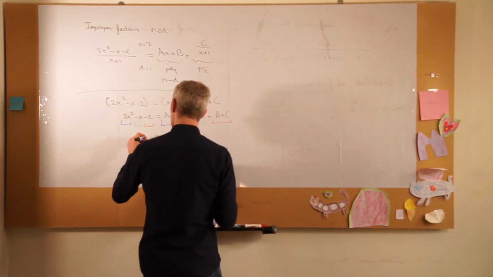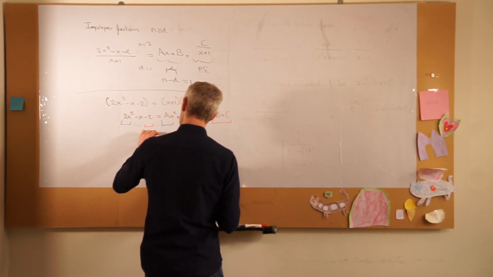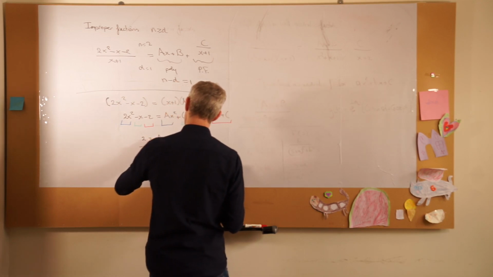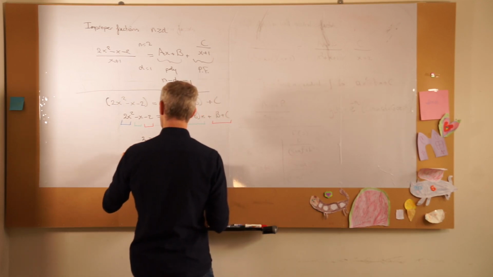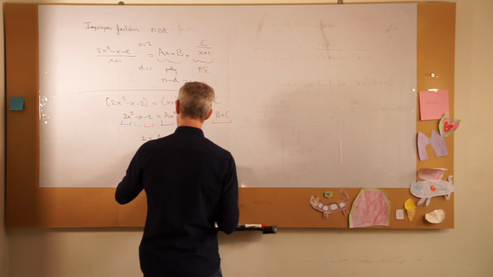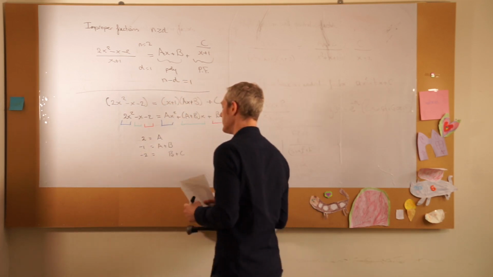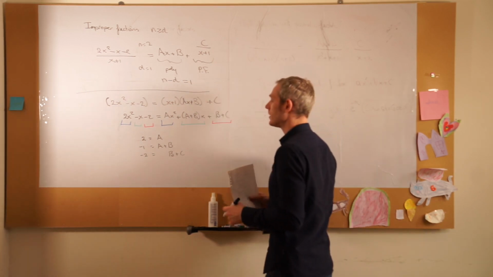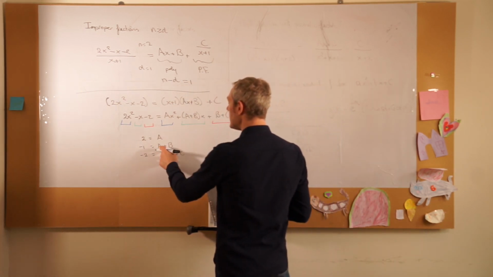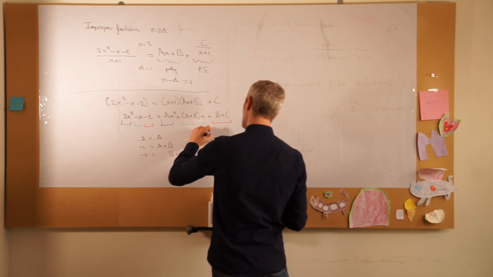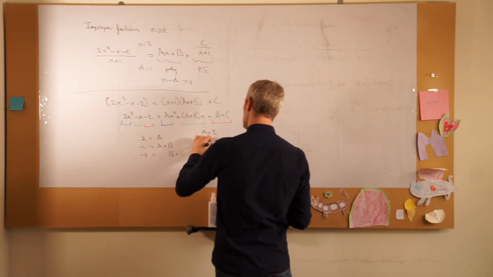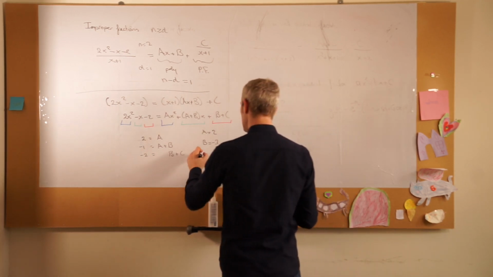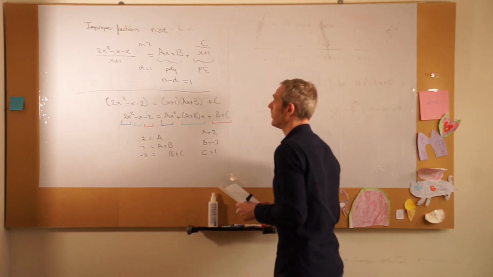We get 2 is equal to a. We get minus 1 is equal to a plus b. And minus 2 is equal to b plus c. Well, the first one immediately yields a is equal to 2. So if a is equal to 2, b must be equal to minus 3. And if b is equal to minus 3, c must be equal to 1.